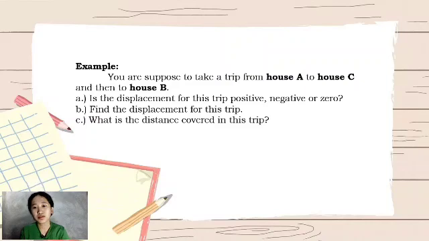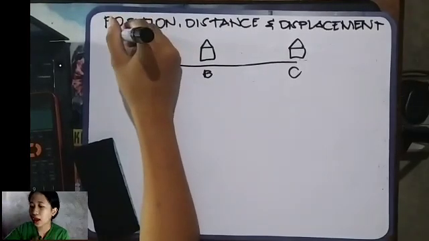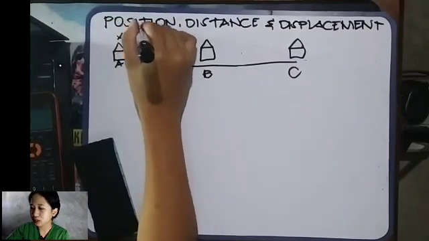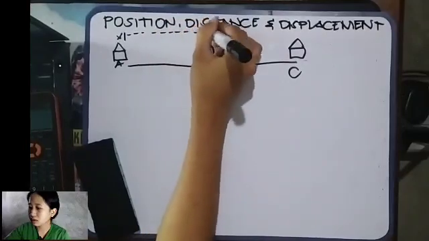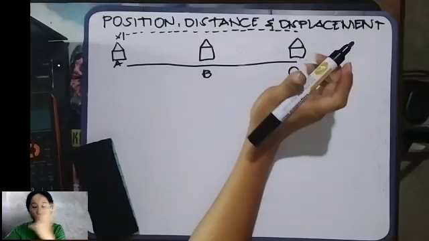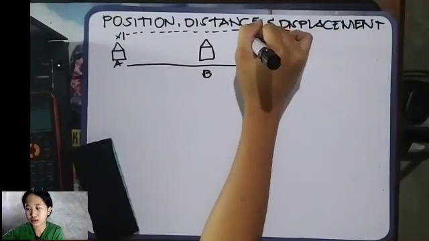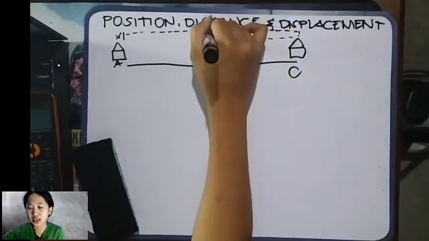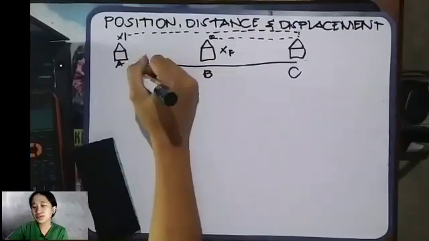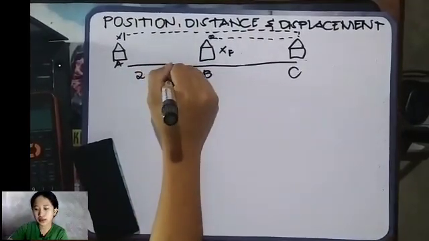We're supposed to take a trip from house A to house C and then to house B. So, ganito. House A, which is the initial point. Okay? Ayan, initial point to house C. Pupunta ka, after mo sa house C, babalik ka from house C to house B, which is magiging final position natin. So, ang sukat nito ng A to B is 2.1 miles.